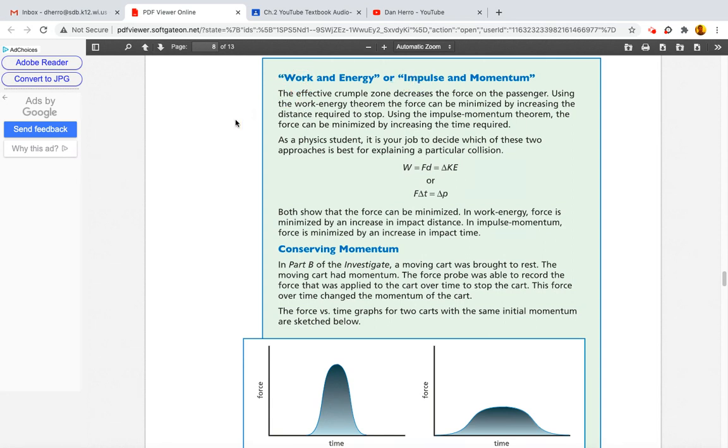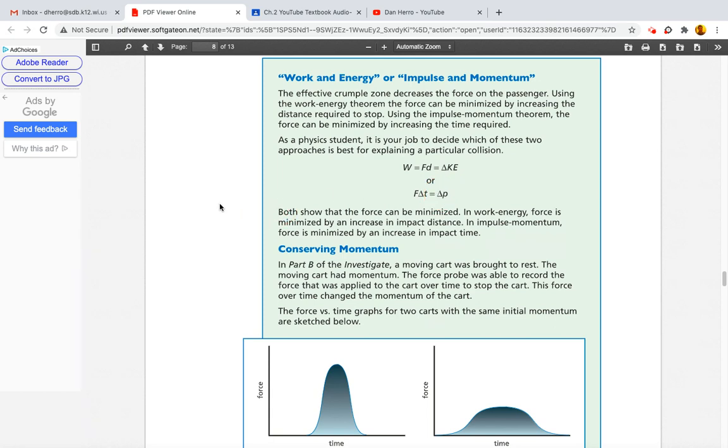The effective crumple zone decreases the force on the passenger. Using the work-energy theorem, the force can be minimized by increasing the distance required to stop. Using the impulse-momentum theorem, the force can be minimized by increasing the time required. As a physics student, it is your job to decide which of these two approaches is best for explaining a particular collision. Work equals force times distance equals the change in kinetic energy, or, I'm sorry, force times the change in time equals the change in momentum.